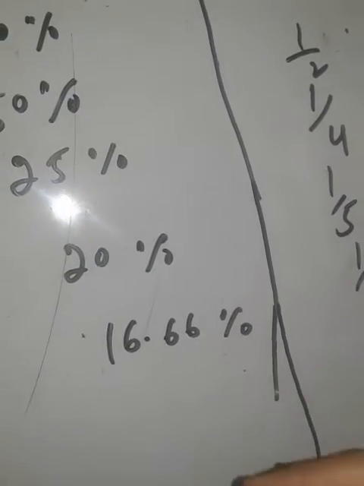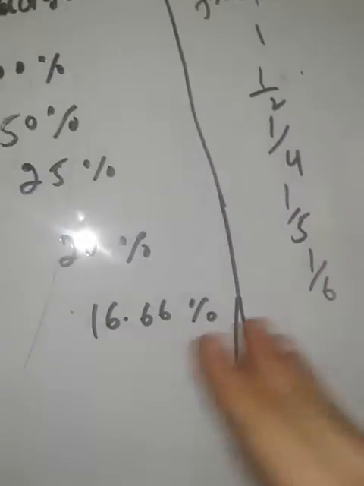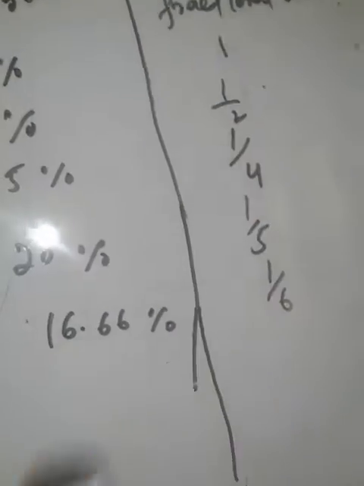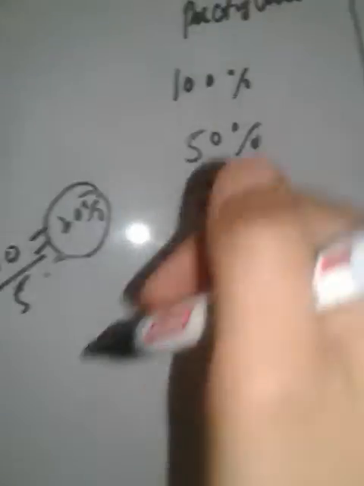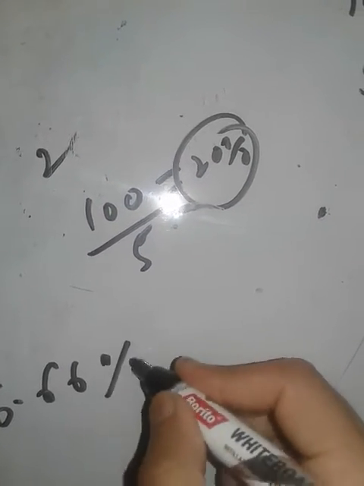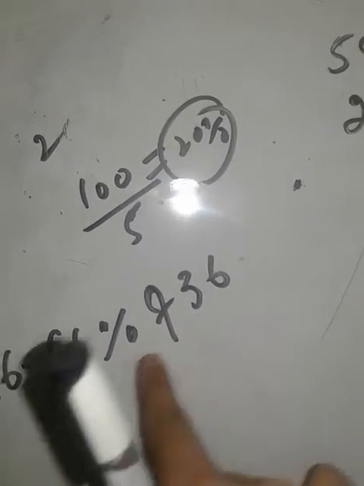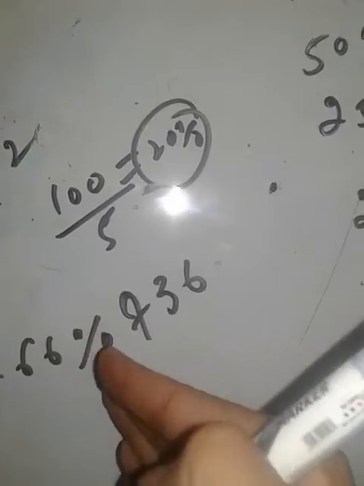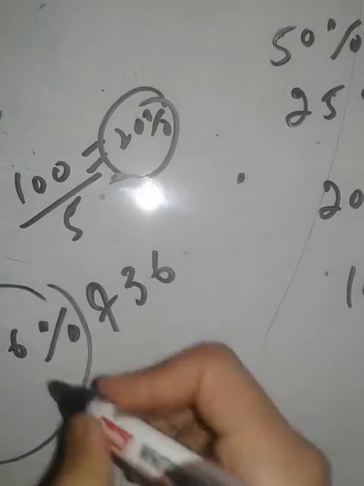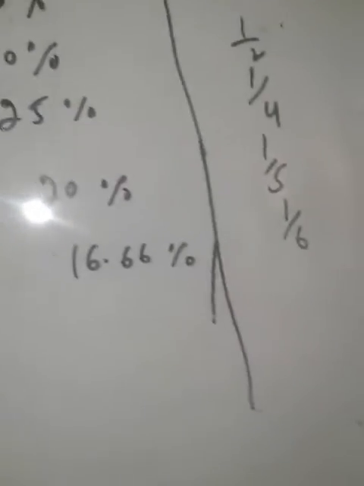Whenever you appear in any competitive examination, the examiner knows the exact conversion of these values. He will put these values. For example, he will ask: find 16.66% of 36. It seems very difficult to evaluate, but now you know the fractional value of this. It is 1 by 6 into 36. This is just 6. Simple.